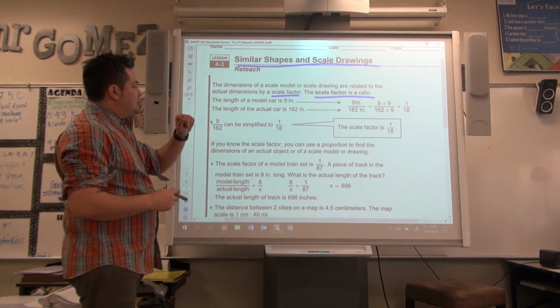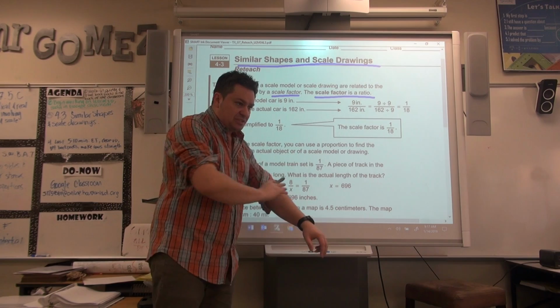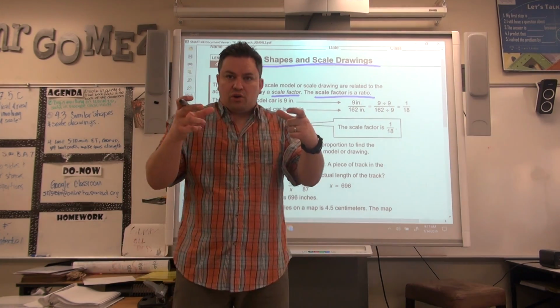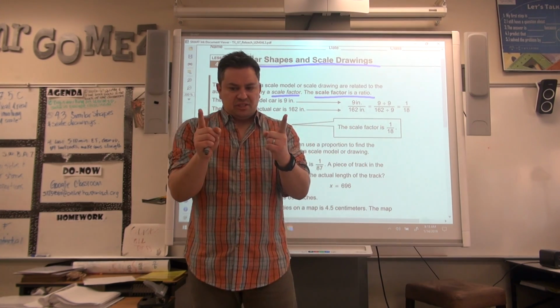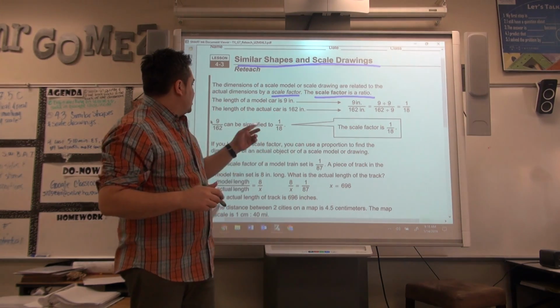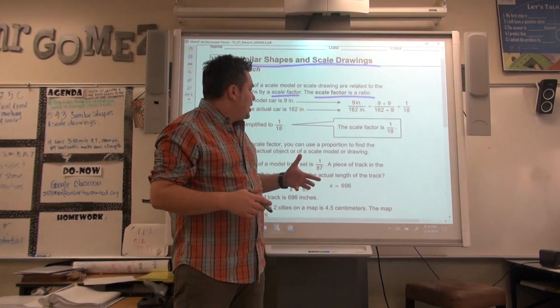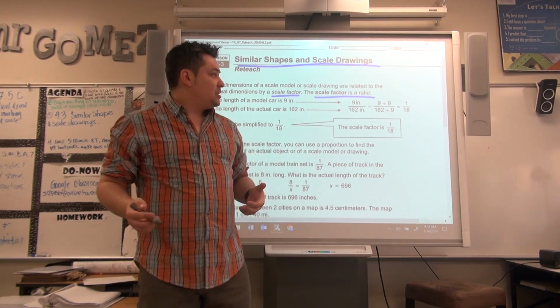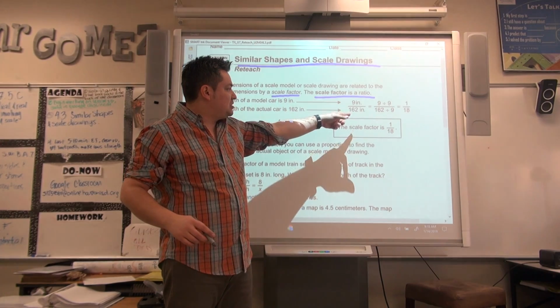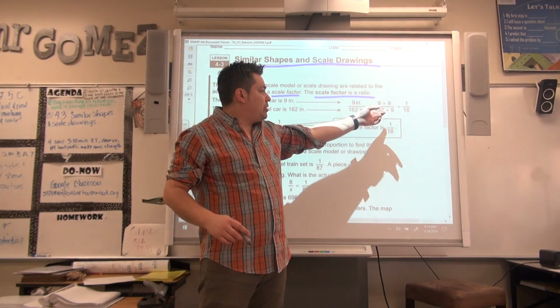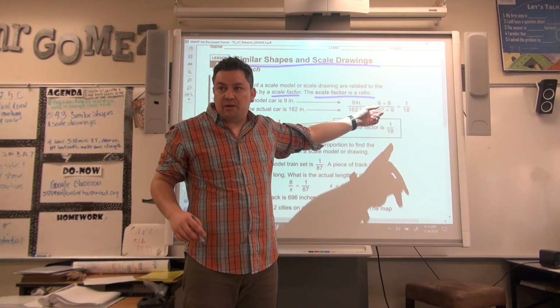It says the length of the model car is 9 inches. So let's say you have a little model car, the ones you see a lot in gas stations. It's about 9 inches, about this big, right? And it says the length of the actual car is 162 inches. So all you're doing is writing a fraction, 9 inches over 162 inches. Both of them are multiples of 9, so you divide by 9.